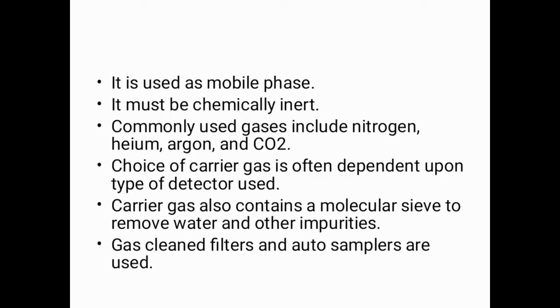Carrier gas is used as the mobile phase in a gas chromatography system, and it must be chemically inert. The commonly used gases include nitrogen, helium, argon, and carbon dioxide. The choice of a carrier gas often depends upon the type of detector we use. A carrier gas system also contains a molecular sieve which is used to remove water and other impurities. Gas clean filters are used before the instrument inlet, which reduces the level of impurities and thus improves trace analysis. Autosamplers are also used in the gas chromatography system, which automatically take the sample and insert it into the system for analysis.